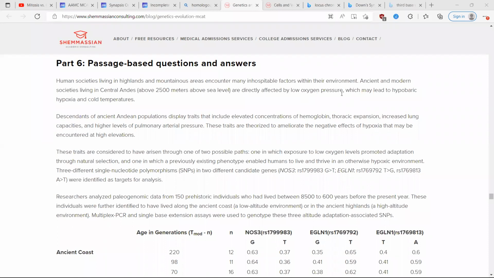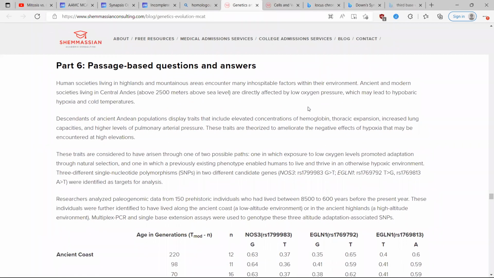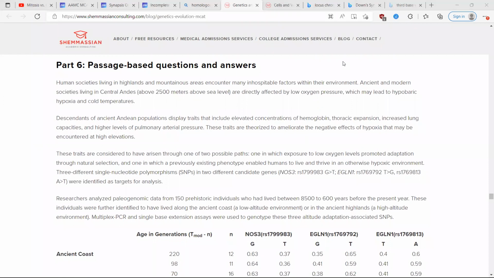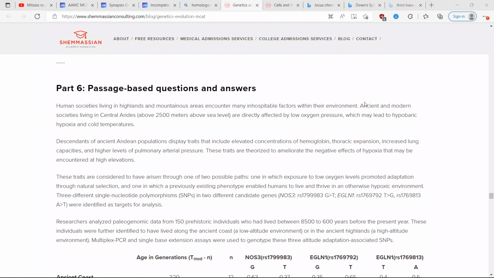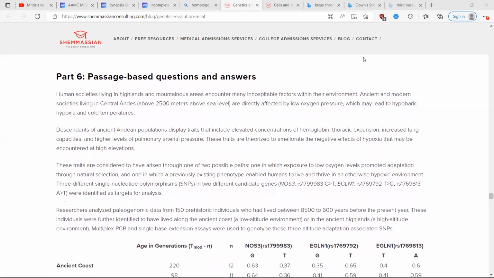Okay, so let's go through this passage. Do you want me to read it, or did everybody read it already? Okay, I'll just read it. Let's find out, because I gotta know what this is about too.